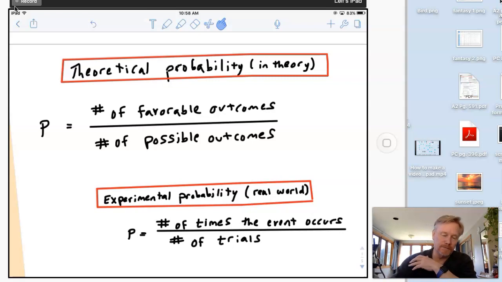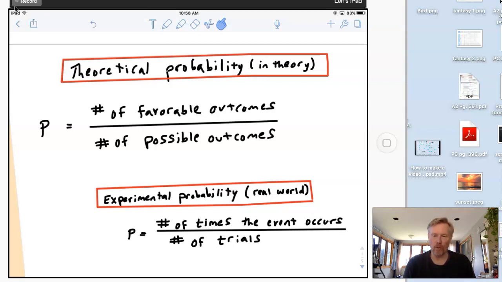Like if I was to say, I had a regular standard number cube with 6 sides, and I asked what's the probability of rolling it and getting a 6. Your chances are 1 out of 6 for that, okay? And that would be the theoretical probability.